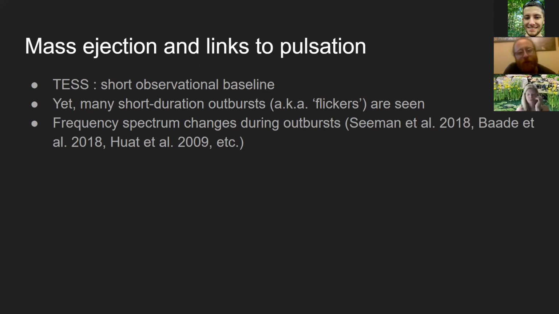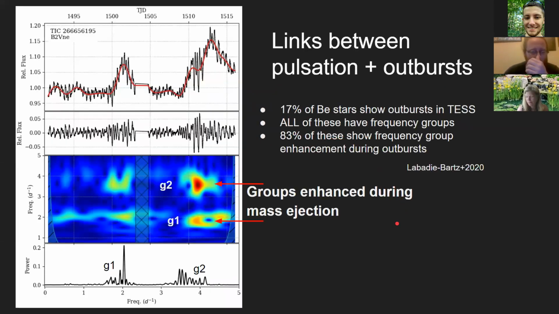But even despite these short observational baselines, we still see flickers in about 17% of the BE stars observed by TESS. And another really important thing that space photometry has revealed, not just with TESS, but with lots of other satellites, is that the entire frequency spectrum often changes before, during, and after outbursts. So this is, again, what a typical outburst looks like in TESS. We see a net brightening and then a net fading back to baseline as mass is ejected and then maybe falls back onto the star or dissipates.